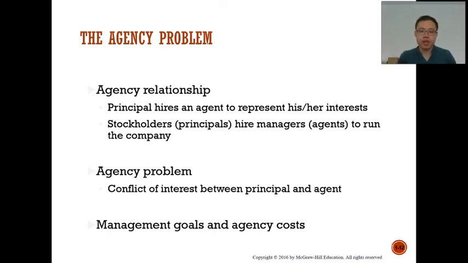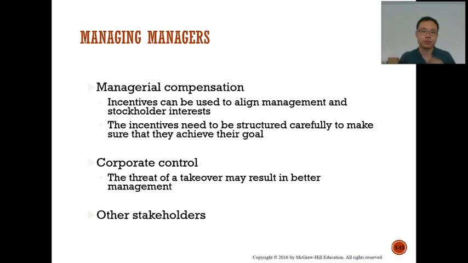So the agency problem arises because the agents have costs to do things that the principals want them to do. And the whole conflict of interest, management and supervision cost, that's called agency costs. So the agency costs have a very simple alternative name: how to manage the managers. How do you manage the managers? How do you supervise the managers?